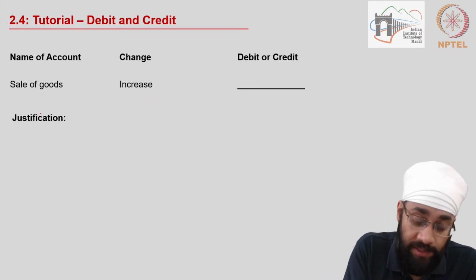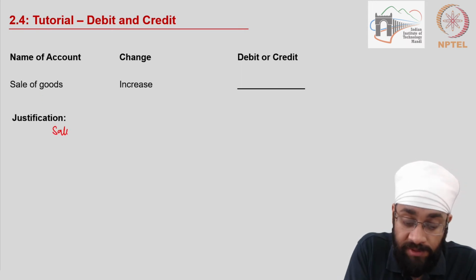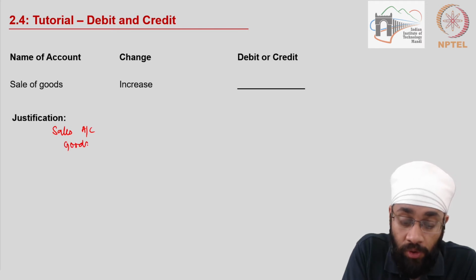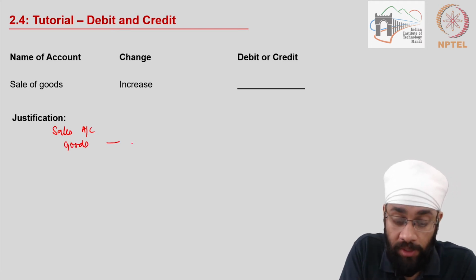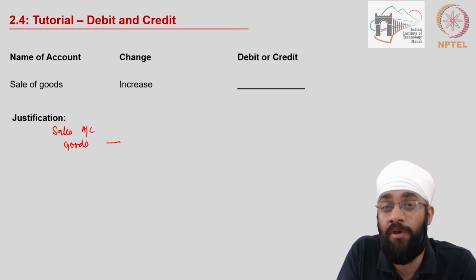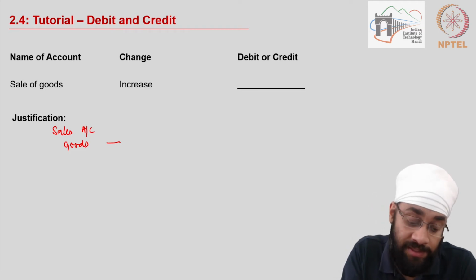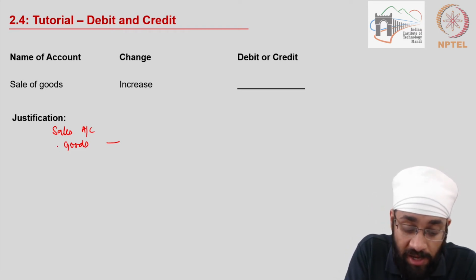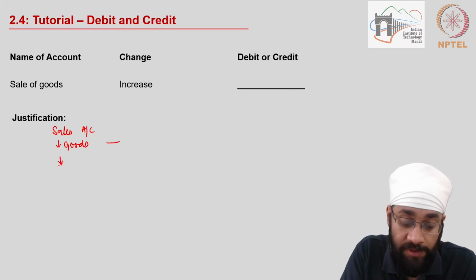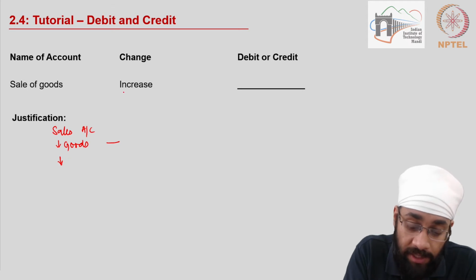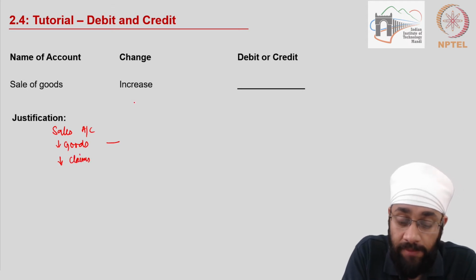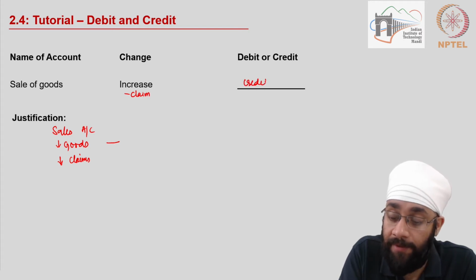Sale of goods. Again, you're going to have a sales account. When goods are being sold, there is a reduction in the right of the business over these goods because you have sold these goods, you have delivered these goods. So goods are going out. So let me say reduction in the goods, in the claims on the goods, and consequently the reduction in the claims of the business. So I'm going to write minus claims and say credit.